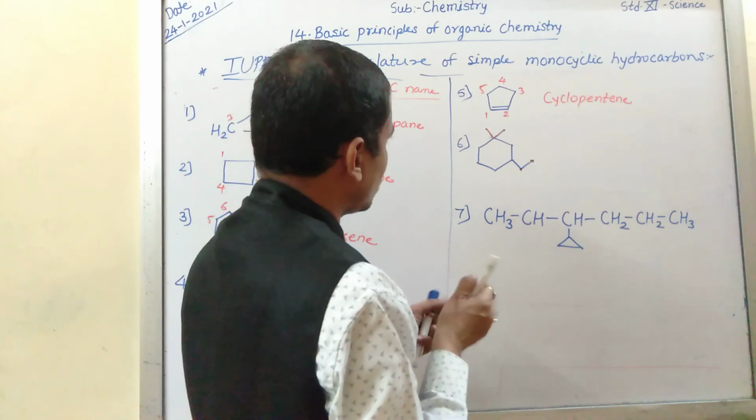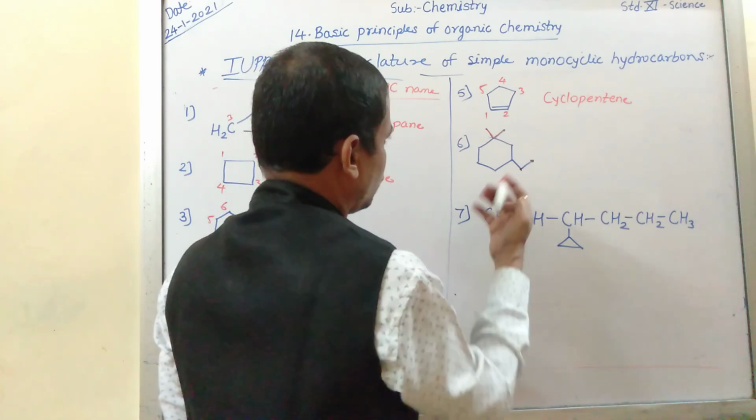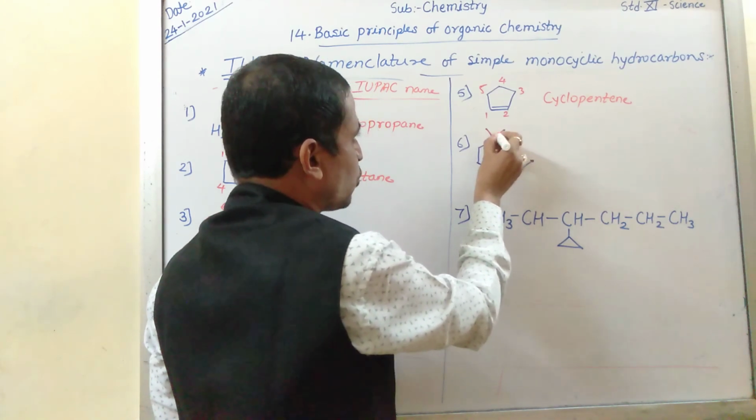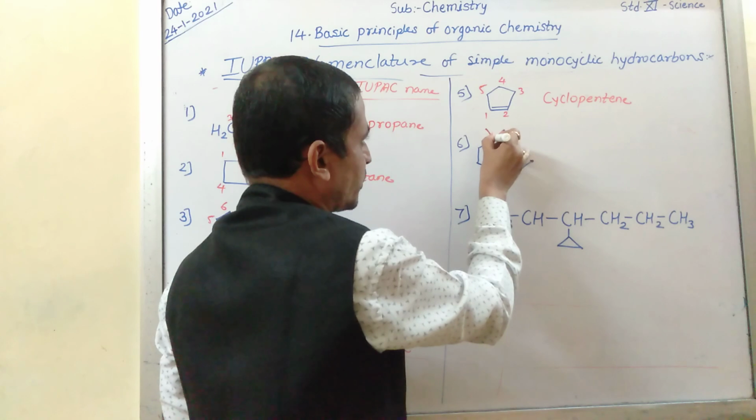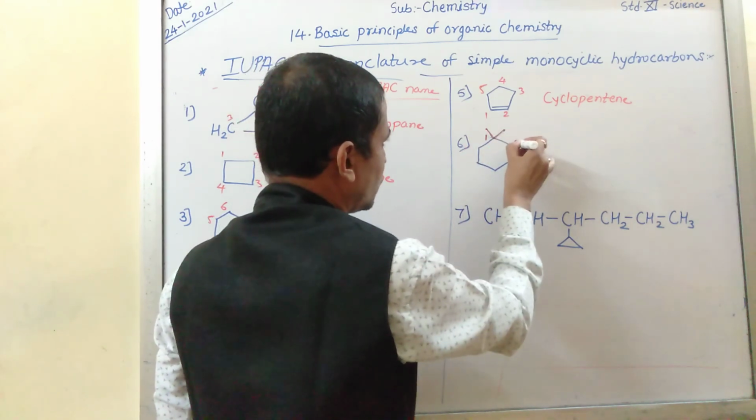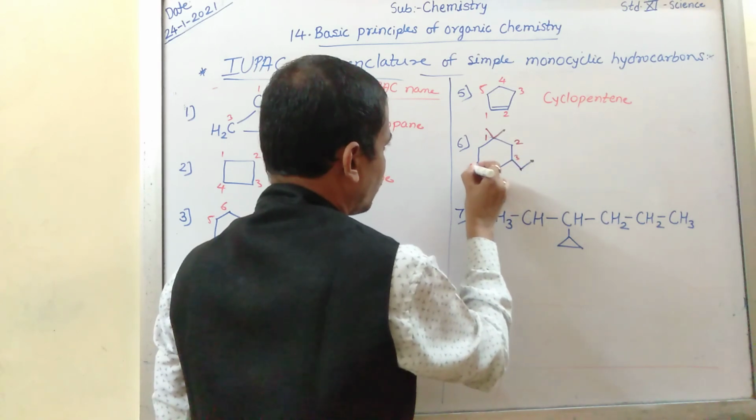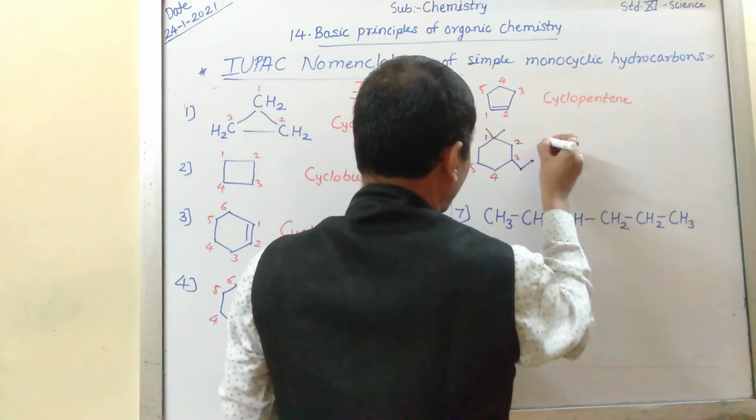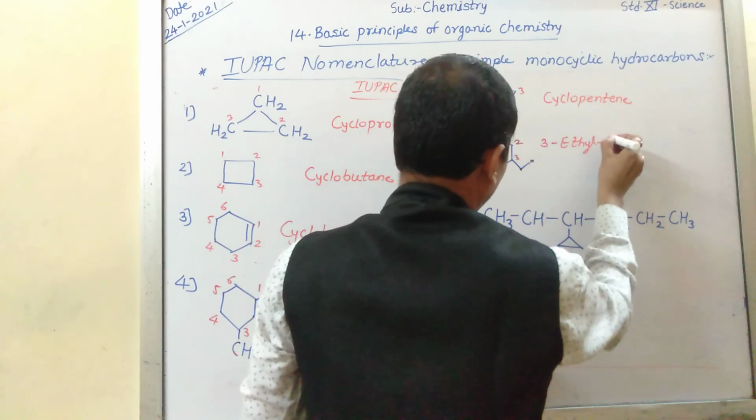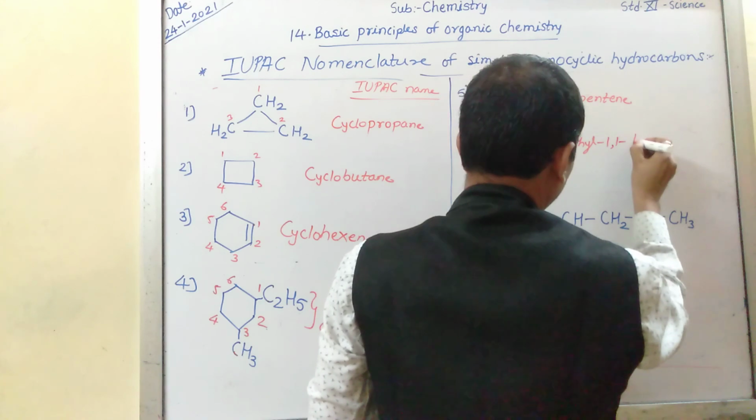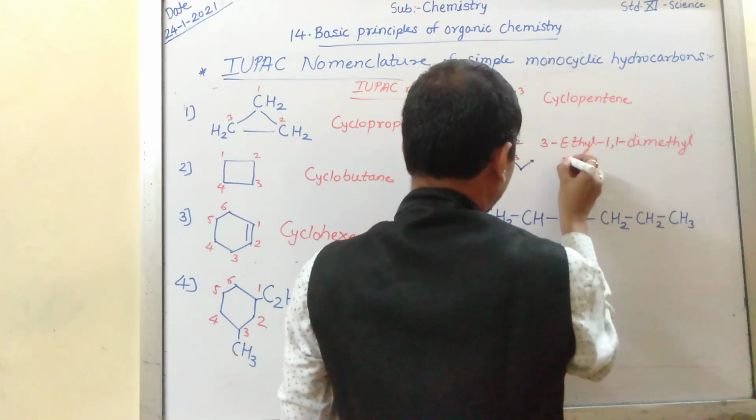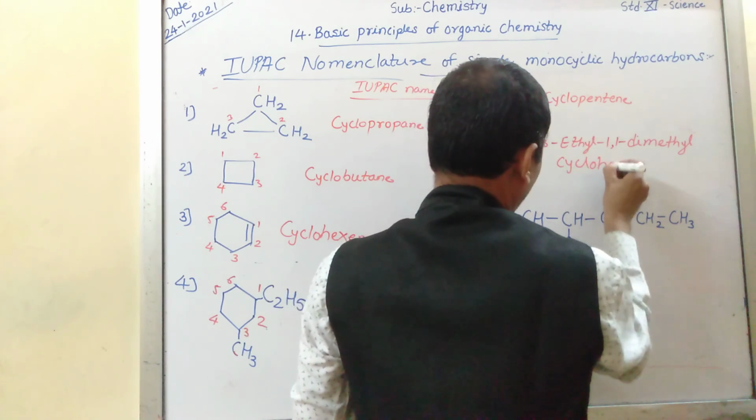So here how to give the names. You know that there is an ethyl group, but here there are 2 methyl groups. Means more groups are attached to this carbon atom. So put number 1 to this carbon atom. 1, here 2, 3, 4, 5. Here you get 3 ethyl, 1, 1 dimethyl, cyclohexane.